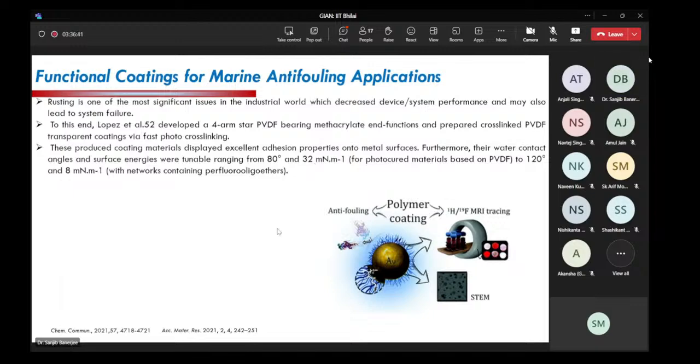Okay, so in this slide, before I go ahead, tell me, are you aware of what is anti-fouling material, right? Yes or N? Y or N in the chat. If you are aware of anti-fouling material, write Y. If you are not aware of anti-fouling material, write N quickly.